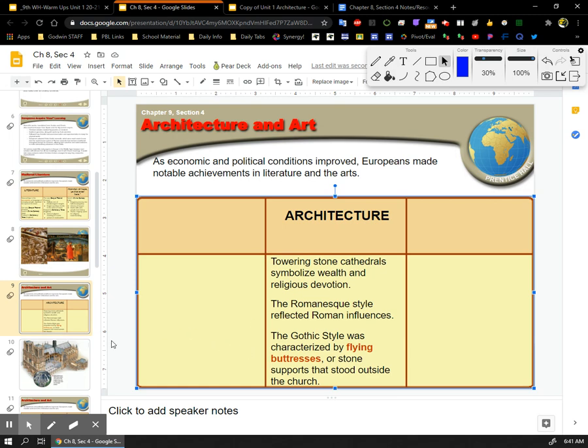Gothic style is going to be a lot more flamboyant, a lot more bright, big, beautiful structures. Flying buttresses, that's a vocab term that you guys need to be made aware of. Stone supports, they stand outside the church. Just absolutely stunning, beautiful structures.